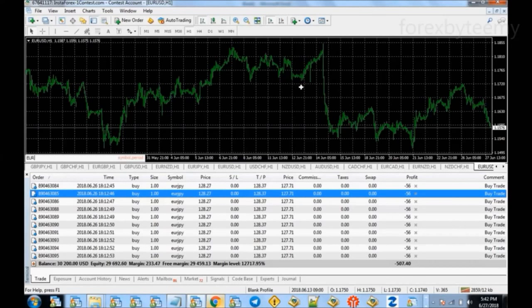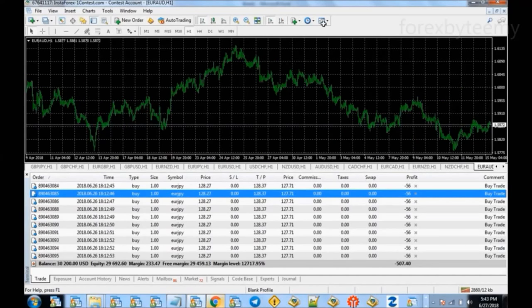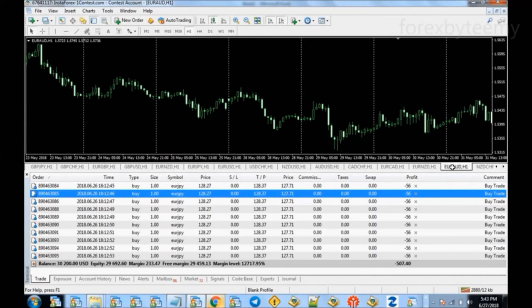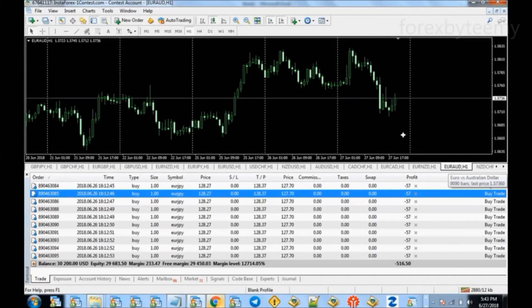Euro AUD. Good. No profile. Come right here. All right. So ready. So going up, coming down. Euro AUD. Euro NZD. Going up, coming down.